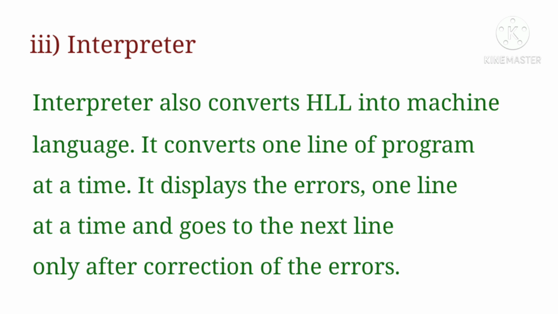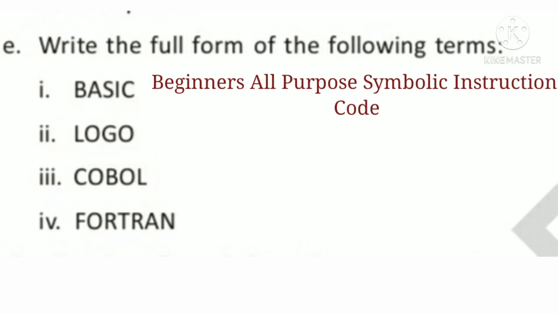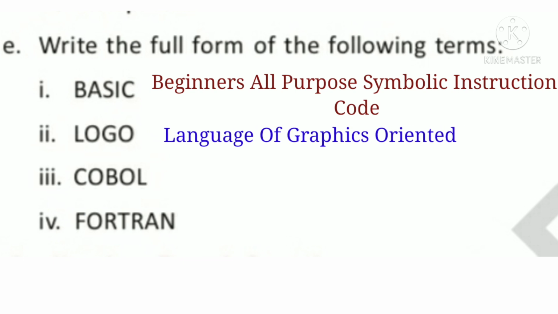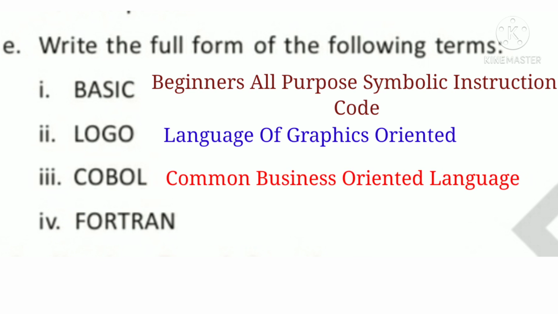Now, next is E. Write the full form of the following terms. First, BASIC. Beginner's All-purpose Symbolic Instruction Code. 2. Logo. Language of Graphics Oriented. 3. COBOL. Common Business Oriented Language. 4. FORTRAN. Formula Translation. This is the full form of the following terms.